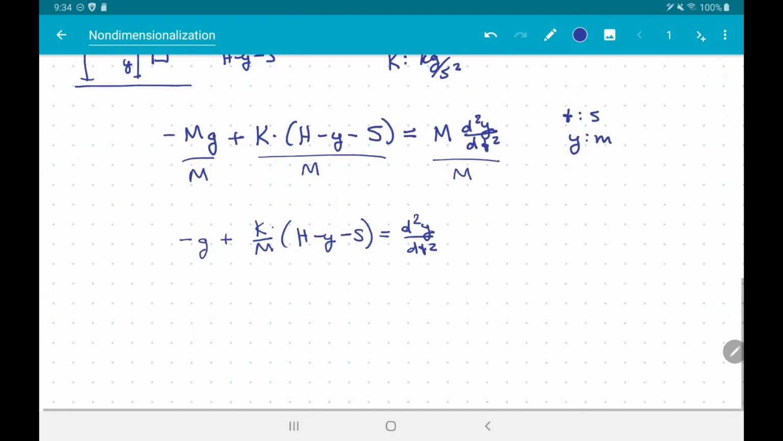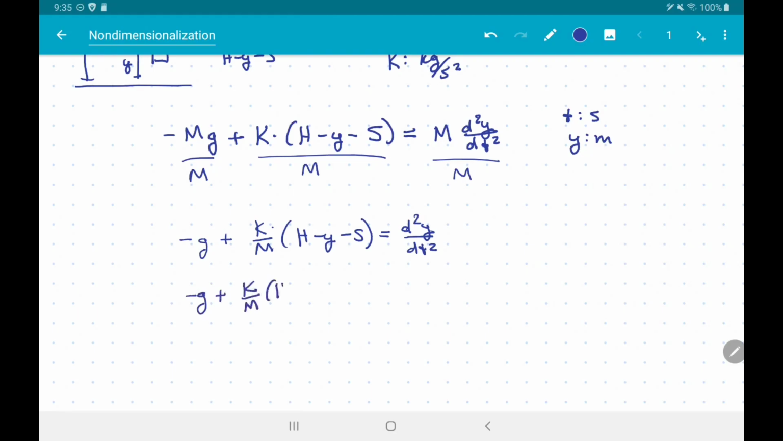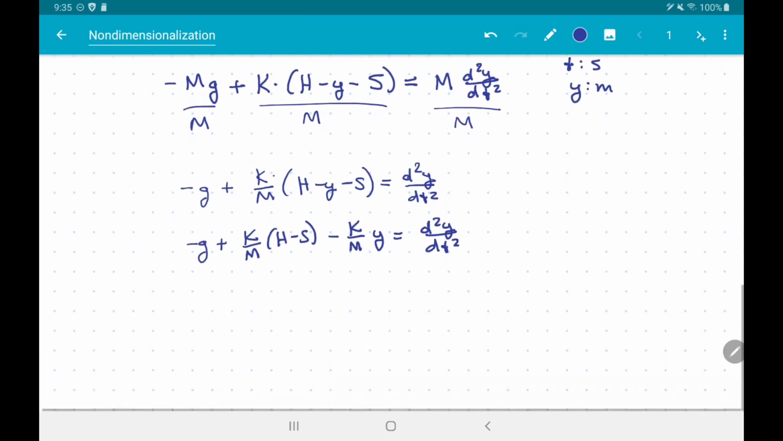Next thing I want to do is adjust y, and I'll show you why that happens here. So let me first expand all of this out. So we have minus g plus k over m times h minus s minus k over m times y equals d squared y over dt squared.